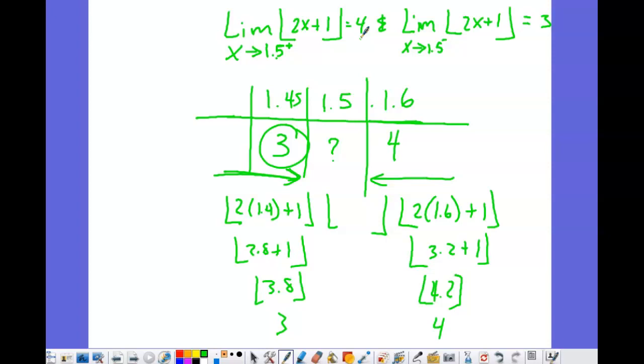So you can use your graphs if you've already got a graph to find the limit, or you can do tables and just plug in numbers to get closer and closer to your limit number, and you can see what's happening. On this side, they would all be threes until you finally get here, and then on this side, they'd all be fours until you finally get here. And so the one in the middle would probably end up being a four, I imagine.